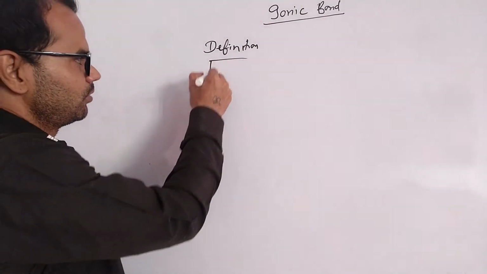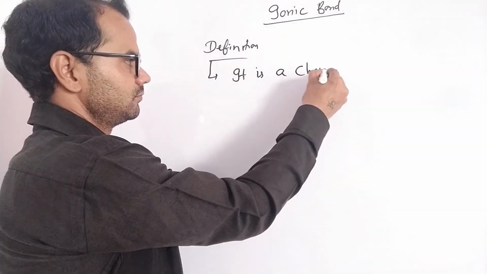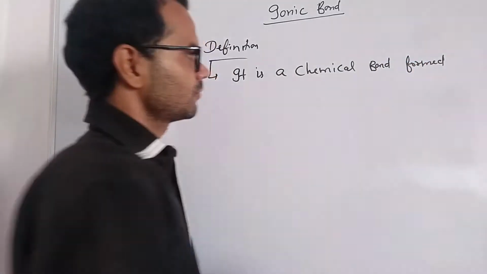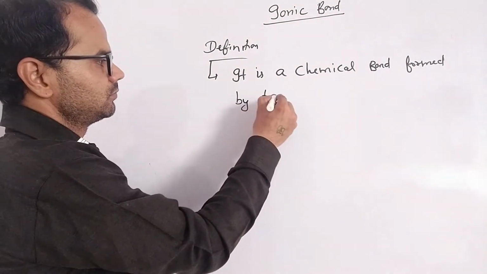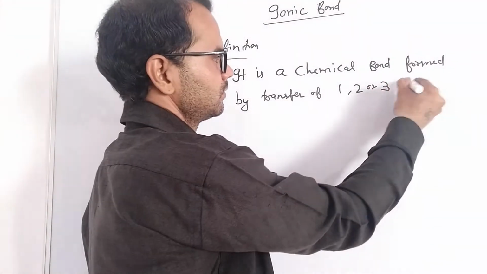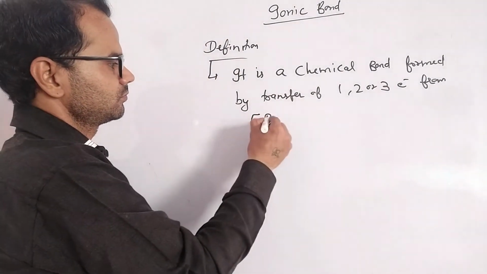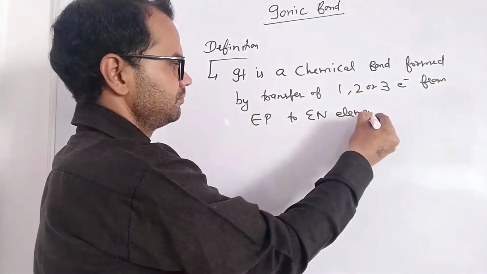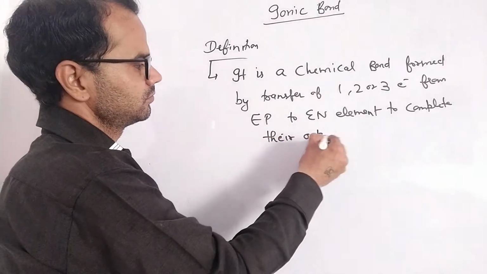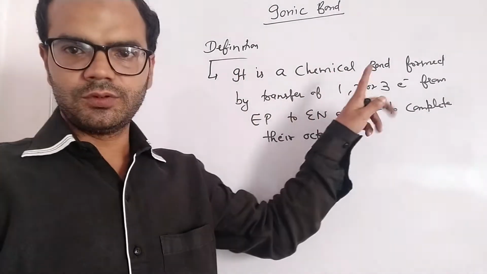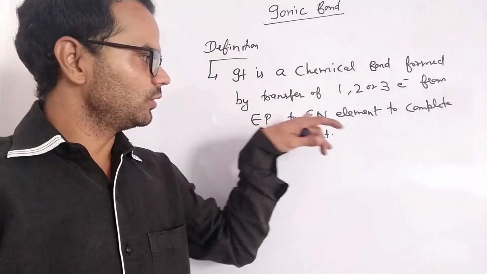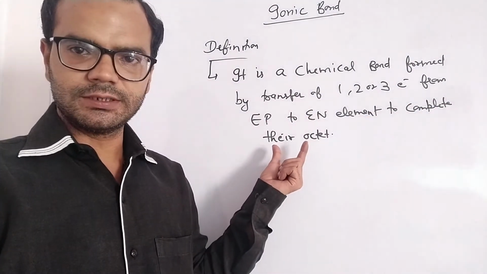What is an ionic bond? It is a chemical bond formed by transfer of 1, 2 or 3 electrons from electropositive to electronegative element to complete their octet.